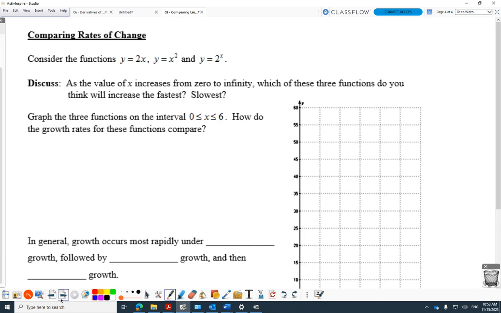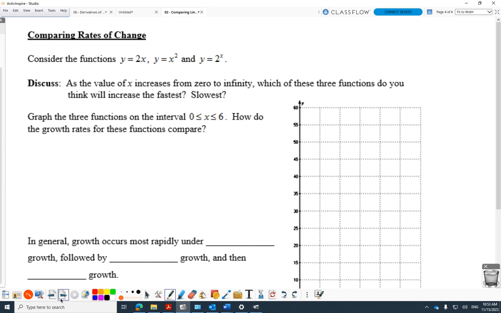Consider the functions y equals 2x, y equals x squared, and y equals 2 to the x. You may know the answer as soon as I say it, but I really want to make an important point about these different graphs because they all look sort of the same algebraically. 2 times x, x to the power 2, and 2 to the power of x. I've only used 2's and x's here. I want to compare those three functions.